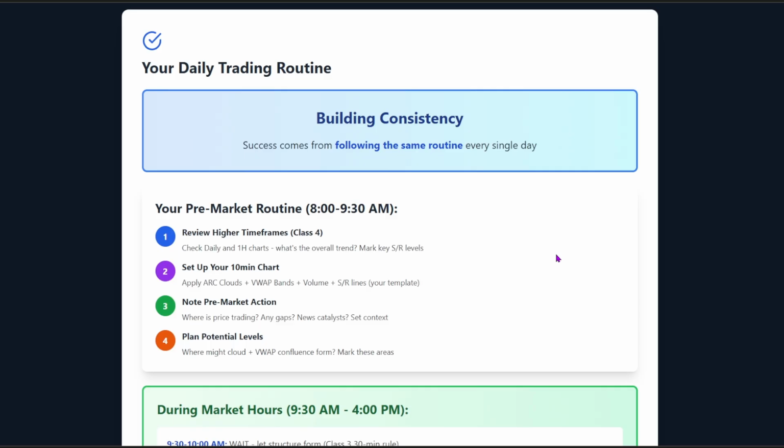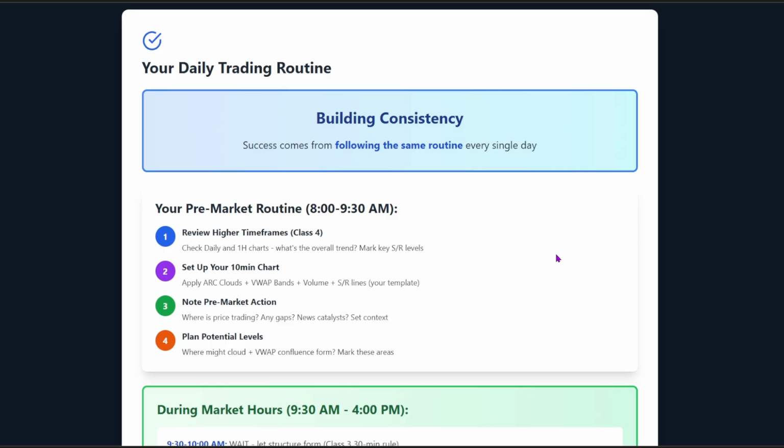3, note pre-market action. Where is price trading today? Are there any gaps? Are there any news catalysts? You need to be aware of these things, guys. If you have any information that can help you either get into a trade or stay out of one, that's going to define your trading. Remember earlier, guys, how we were talking about knowing the market that you're trading in? When you're trading in a hard market, you want to go easy. When you're trading in an easy market, you want to go hard.